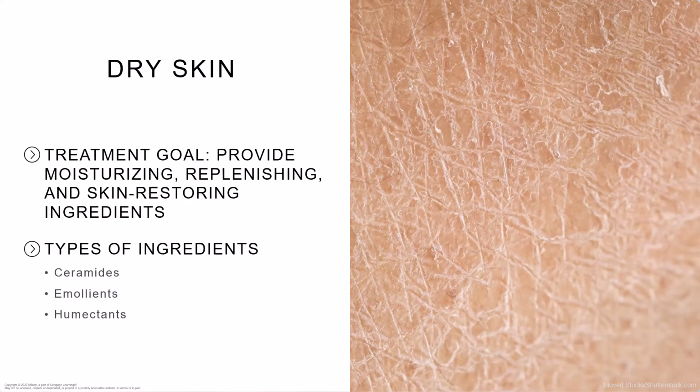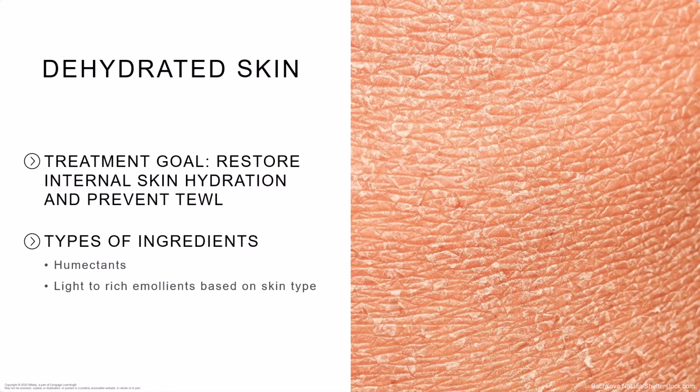For dry skin, the goal in treating this is to provide more moisturizing, replenishing, and skin restoring ingredients. So ingredients would include ceramides, emollients, and humectants. In dehydrated skin, our goal is to restore the internal skin hydration and retain inner moisture by preventing transepidermal water loss, or TEWL. So ingredients for this skin type that are beneficial are humectants and light to rich emollients based off of other skin types, so if someone's more oily or more dry.